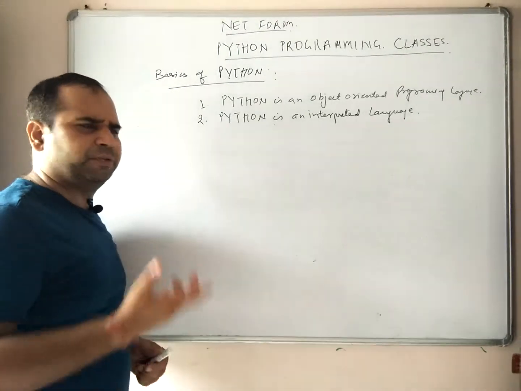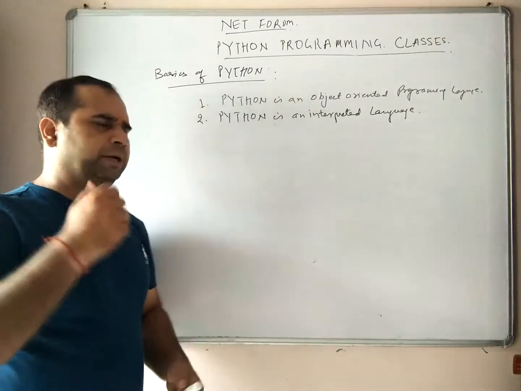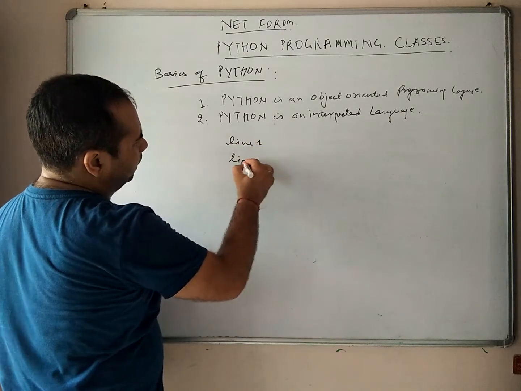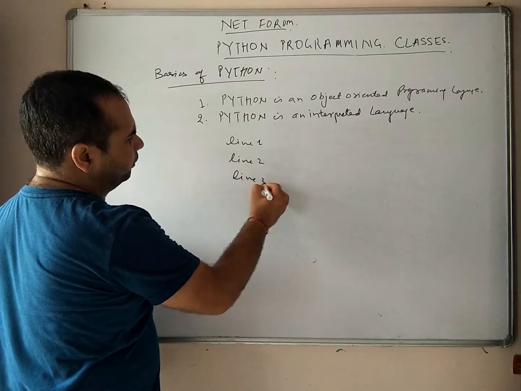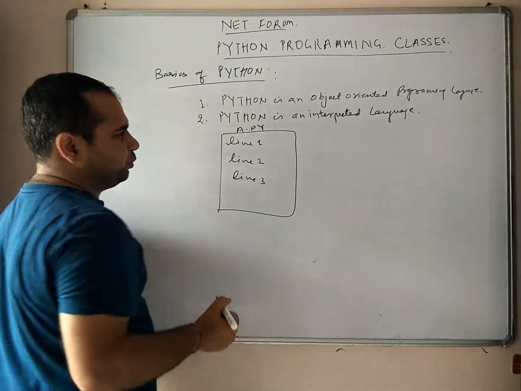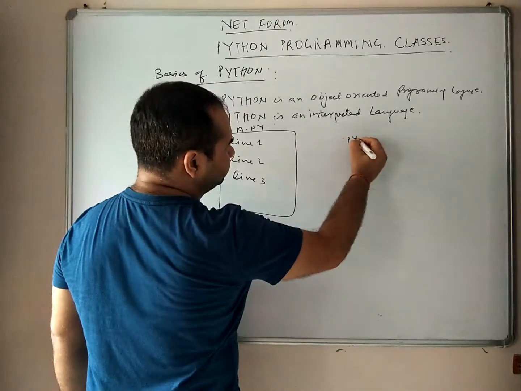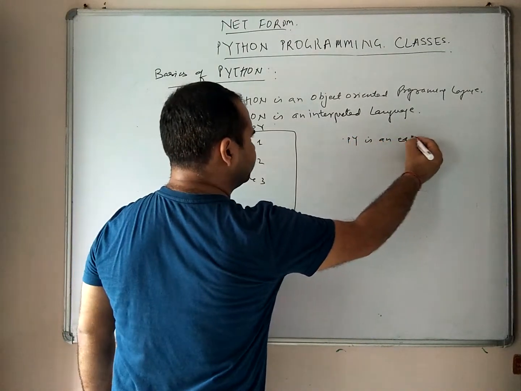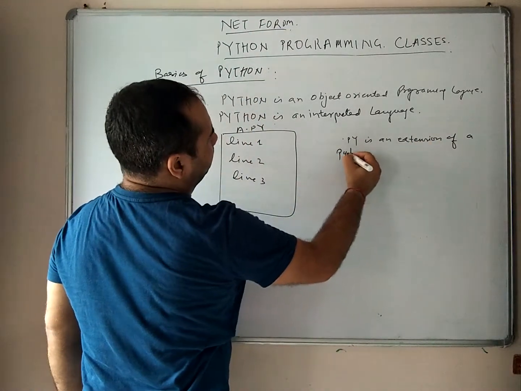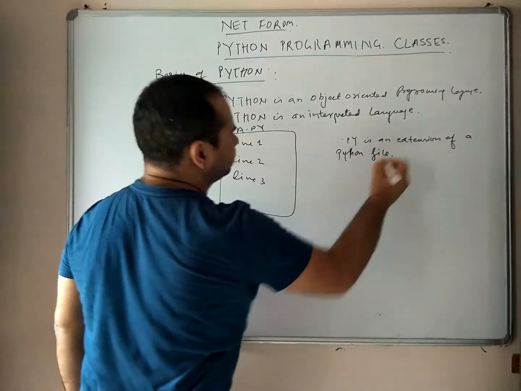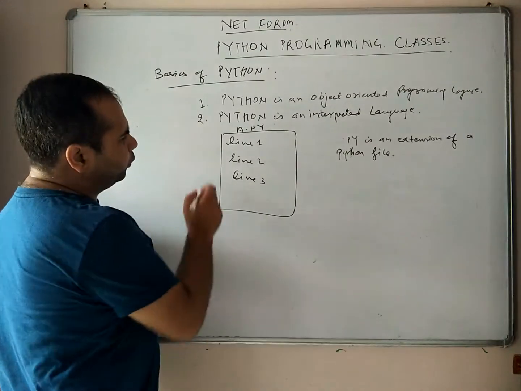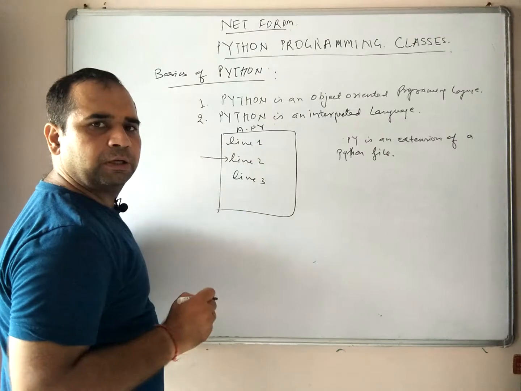We all know of interpreted since we have gone through C and C++, but let's take it for instance. Suppose we have three lines, line 1, line 2, and line 3, right? And this is our program, suppose a.py. What is .py? .py is an extension of a Python file, right? So line 1, line 2, line 3, suppose 3 lines are there, and we want to process and see the result of only this line.